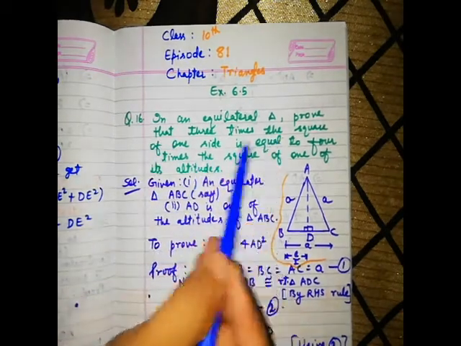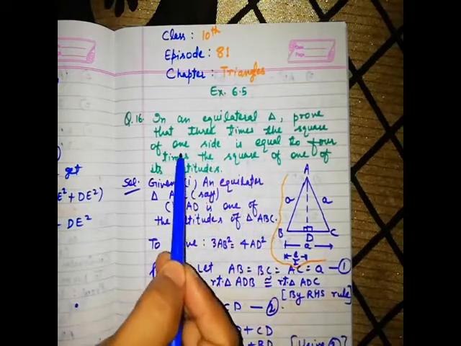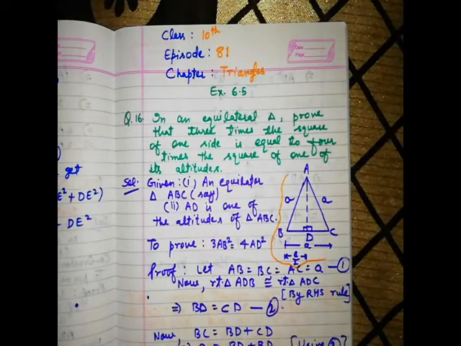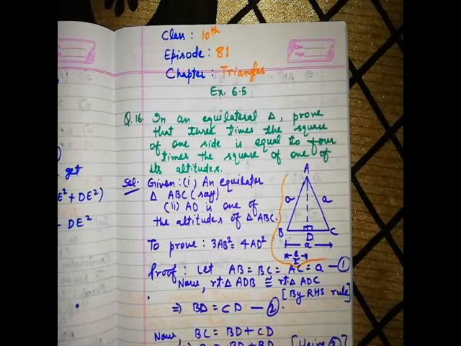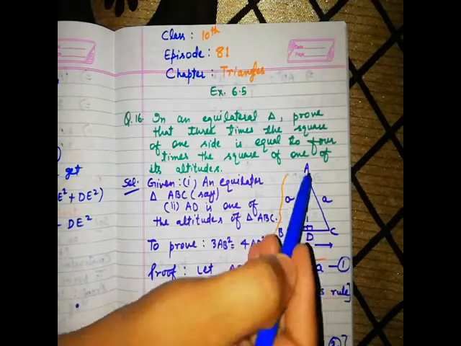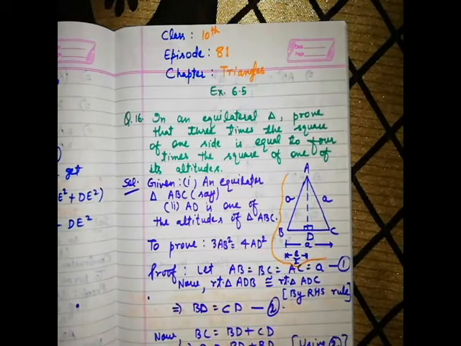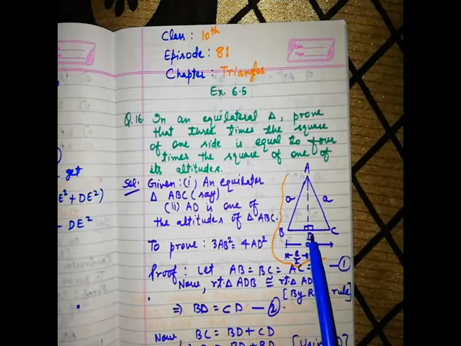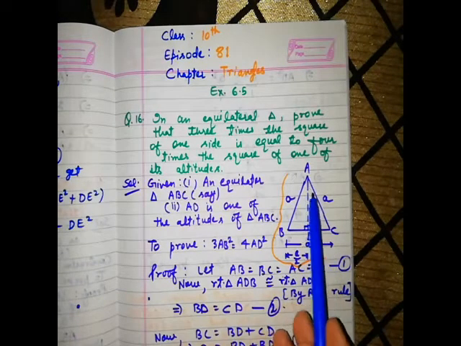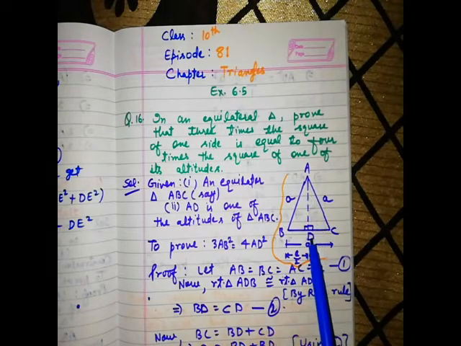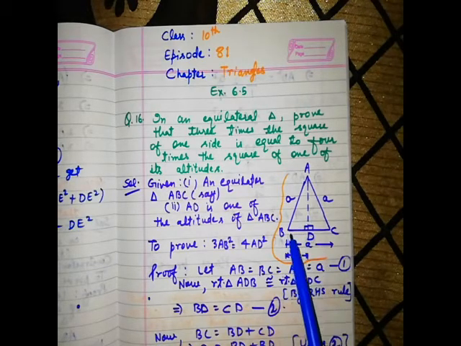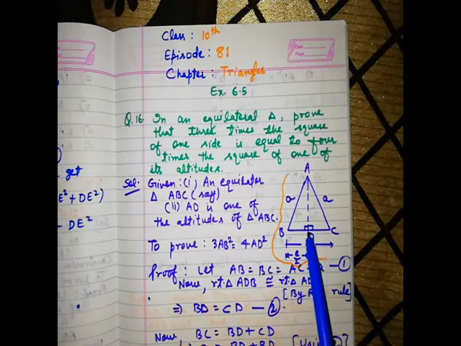In an equilateral triangle, prove that 3 times the square of one side is equal to 4 times the square of one of its altitudes. We are given an equilateral triangle, say it is ABC, and we have to prove that 3 times square of one of its sides is equal to 4 times square of one of its altitudes. Say we draw altitude AD. We have to prove that 3 times AB square equal to 4 times AD square.